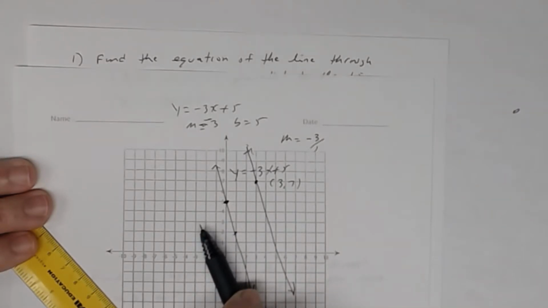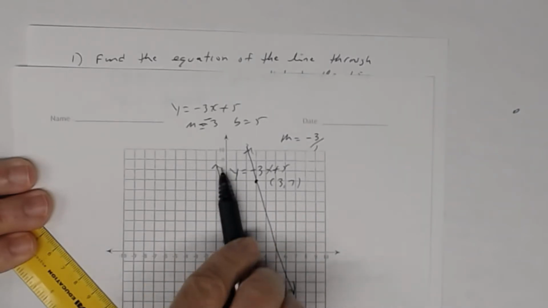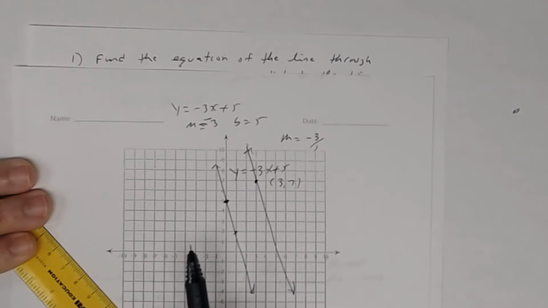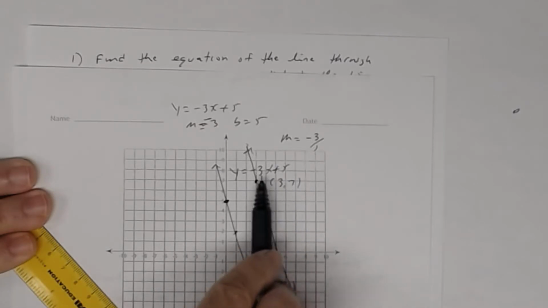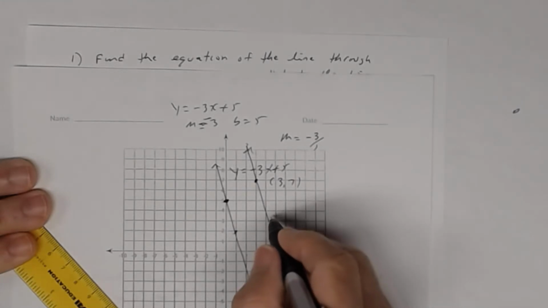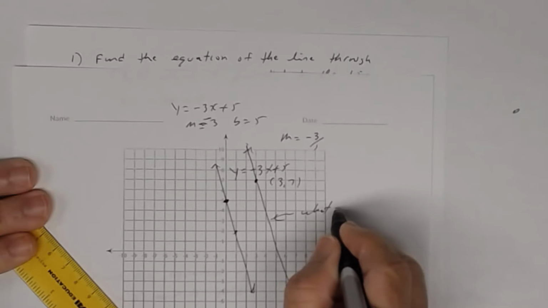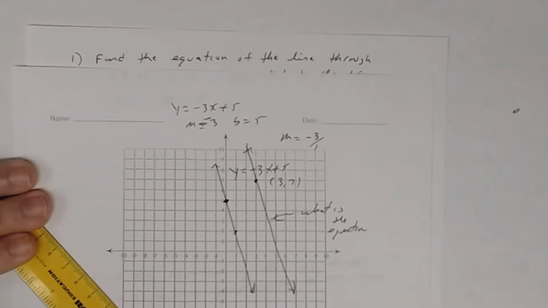So remember, what do you remember about parallel lines? Parallel lines have the same slope, right? And so you know the slope of this line. What's the slope of this line right here? Well, that's negative 3. And so then you're going to use that fact, and then the fact that 3, 7 lies on that other line to find the equation of this line. So you're interested in finding what is the equation of this line. That's what you want to know.